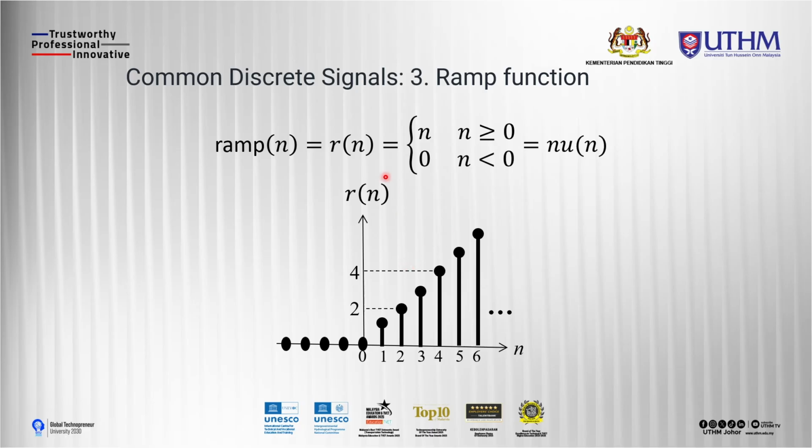In case this is 2r[n], it means that every increment is 2. So you start from 0 again: 0, 2, 4, 6, 8, 10, like this. If you have 3r[n], that will be 0, 3, 6, 9, 12. Do you get it?